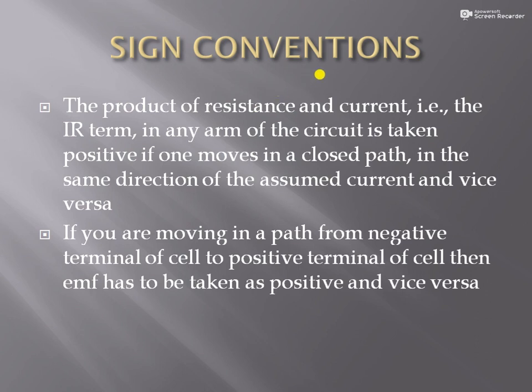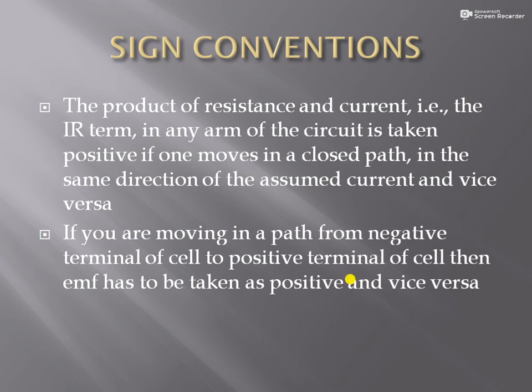The first sign convention is for the term IR, the product of resistance and current. The IR term in any arm of the circuit is taken positive if one moves in a closed path in the same direction as the assumed current, and vice versa. So if your loop direction is the same as the current, the product of I into R you will take as positive, and if you're in the opposite direction to the current, then you have to take I into R as negative. The second is for the EMF of the cell. If your loop direction is from the negative terminal to the positive terminal of the cell, then EMF has to be taken as positive and vice versa.